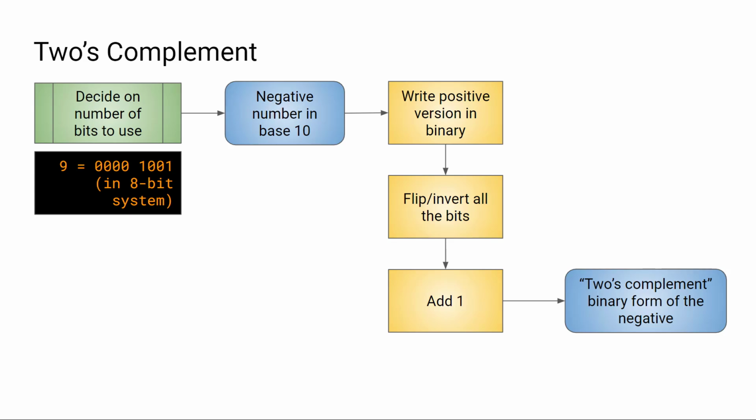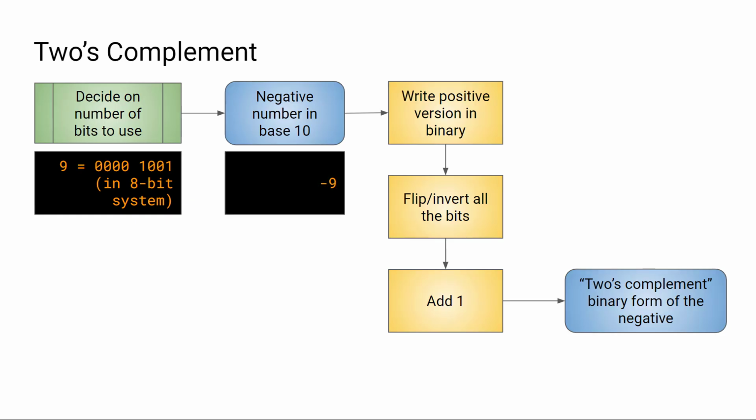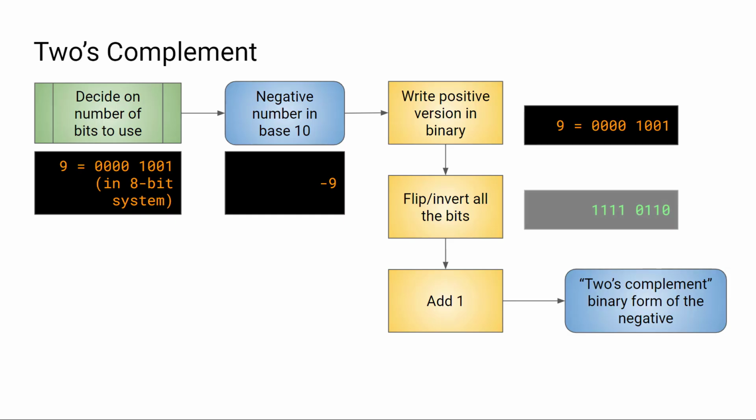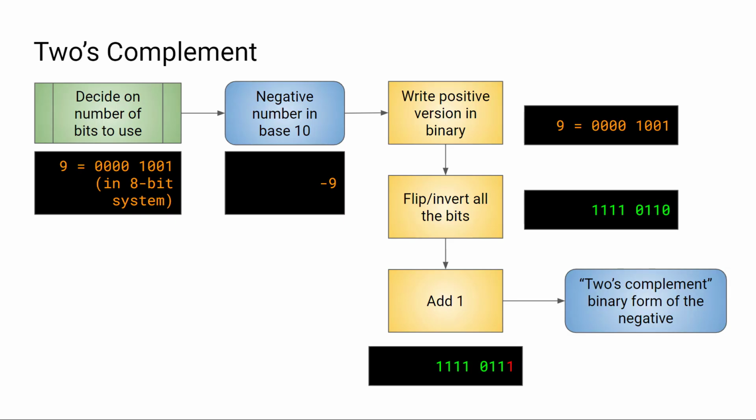For example, we saw positive 9 is 00001001. To represent negative 9, first flip the bits to 11110110. Then add 1 to get 11110111. And that's the 2's complement representation for negative 9.